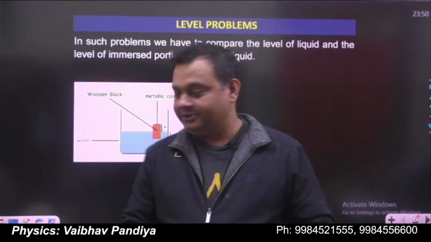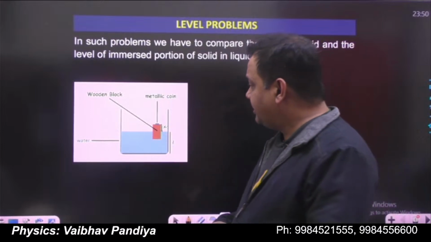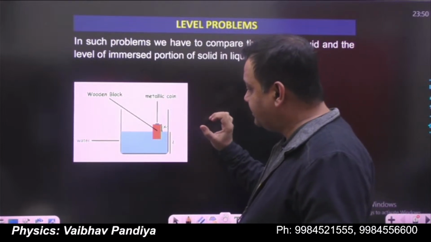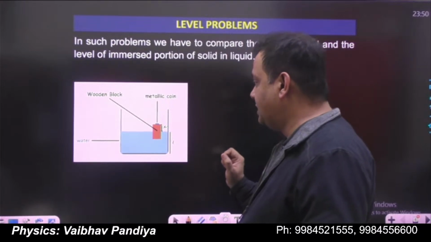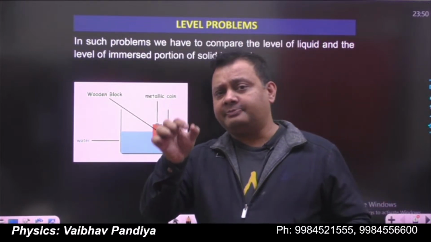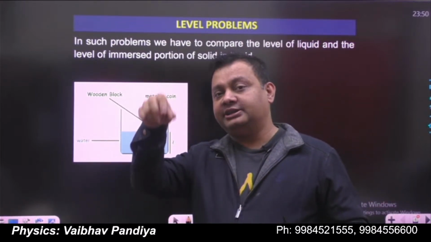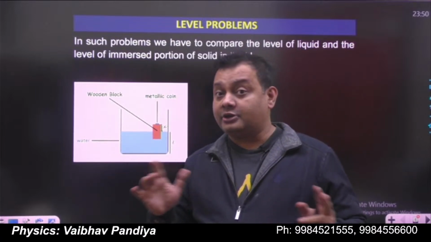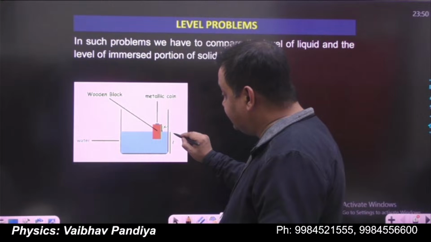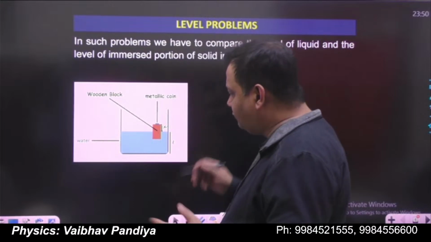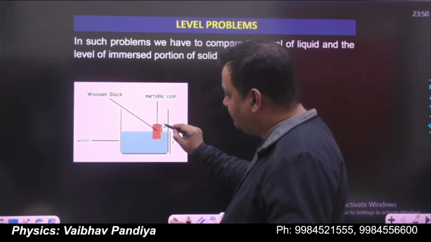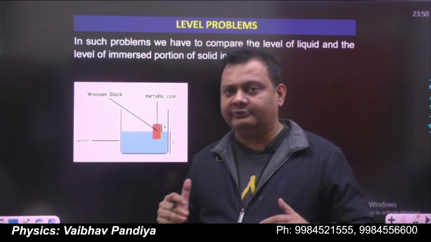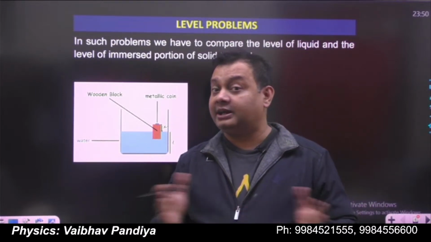Level problems. Consider a situation in which we have a metallic coin placed on a wooden block, and the block is floating in a liquid. Now imagine you pick up the coin and drop it in the liquid, and the coin sinks deep in the liquid. Now you have to compare what will be the effect on the level of the liquid in the container and what will be the effect on the level of the wooden block outside the container. Effect means whether this level will rise, fall, or remain unchanged.